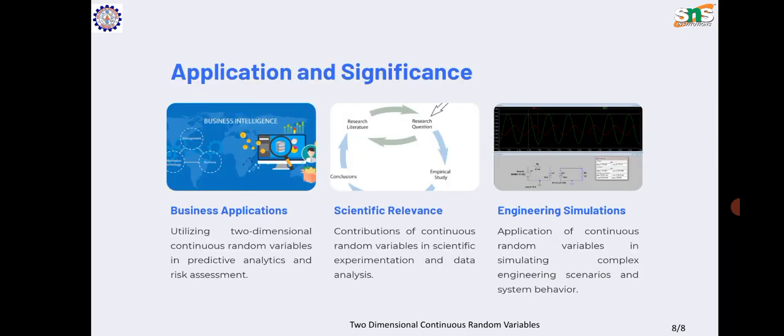Application and significance. Business application: utilizing two-dimensional continuous random variable in predictive analytics and risk assessment. Scientific relevance: contribution of continuous random variables in scientific experiment and data analysis. Engineering simulation: application of continuous random variable in simulating complex engineering scenarios and system behaviors.